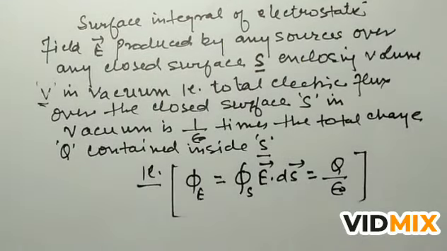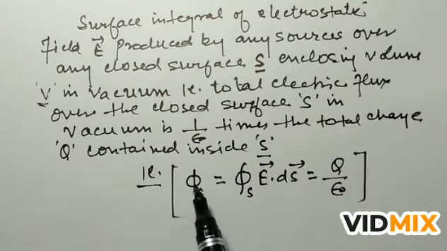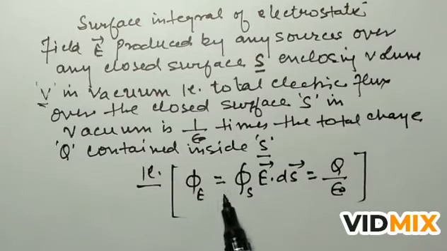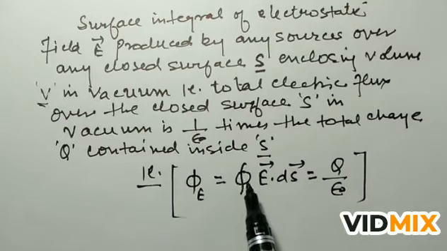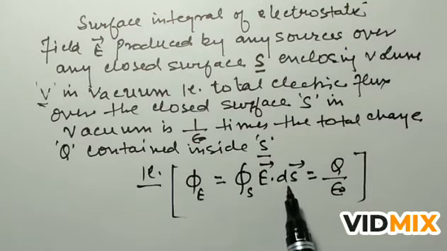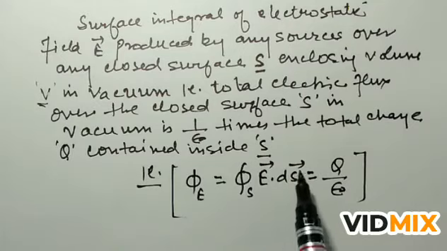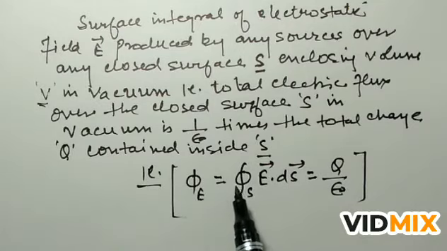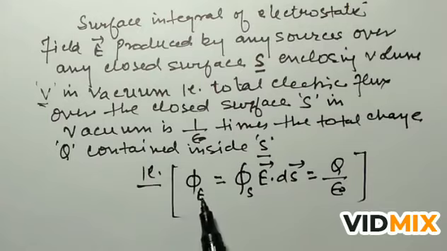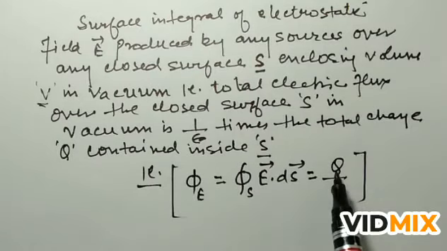So how can you represent it with the mathematics? This is the symbol of flux, phi. This phi represents the electric flux, and it is equal to the closed surface integral of E, the electric field, dot the area, meaning the total area with electric field. If you integrate this for the total surface, then whatever flux is passing through the whole surface is 1 by epsilon naught times the charge enclosed.